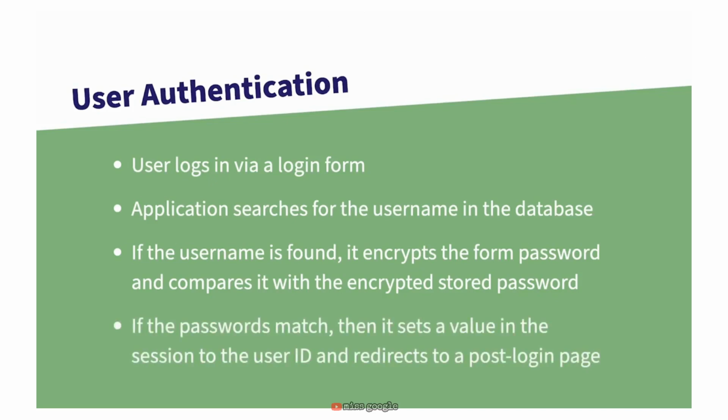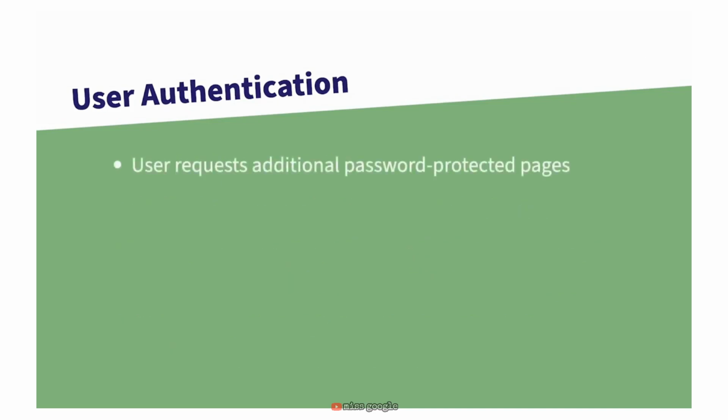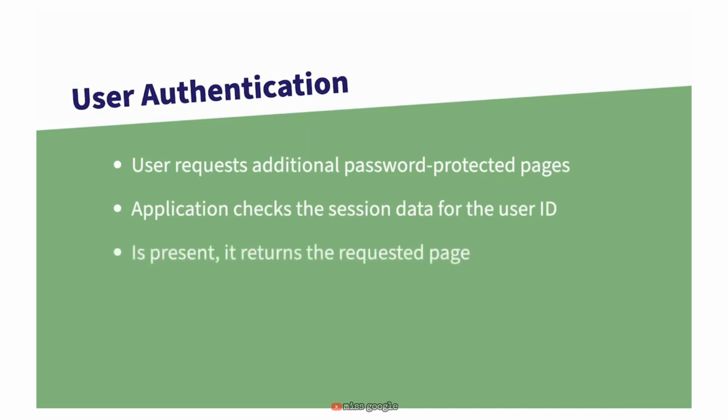If the passwords match, then it's going to set some kind of value in the session. We talked about sessions in the last chapter. It's going to somehow indicate that this user ID has been authenticated, and then it will grant them access to the site. It will give them some kind of a post-login page. When they come back and ask for additional pages that require password protection, the first thing the application is going to do is check to see whether or not that indication, that hand stamp or user ID, is in the session data. If it's there, then they can have the page, no problem.